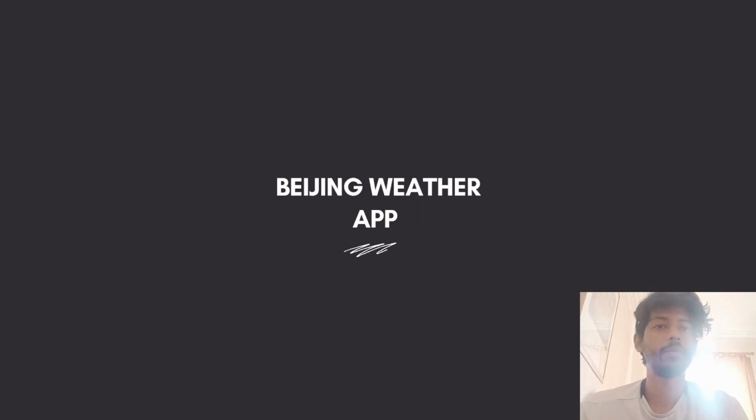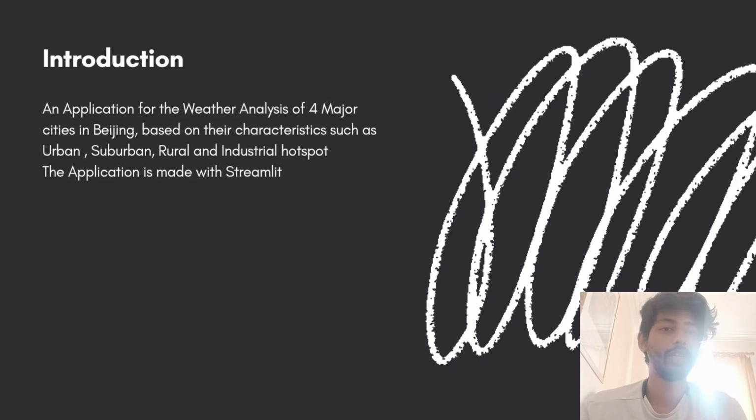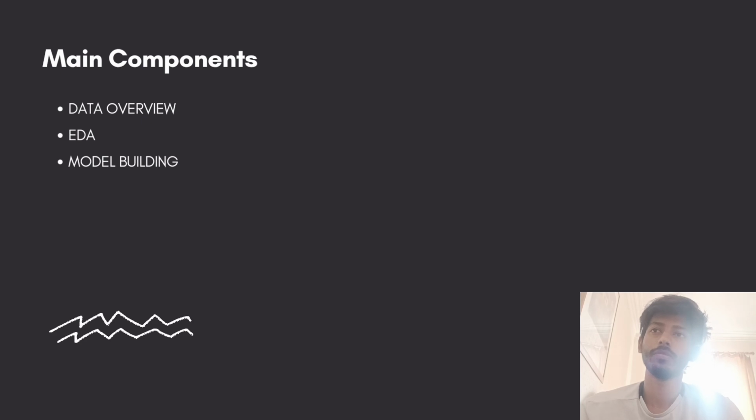The name of my app is Beijing Weather app. In this app, we will look into four major cities based on their characteristics such as urban, suburban, rural, and industrial hotspots, and their weather outcomes. The main components of the app are data overview, EDA, and model building.